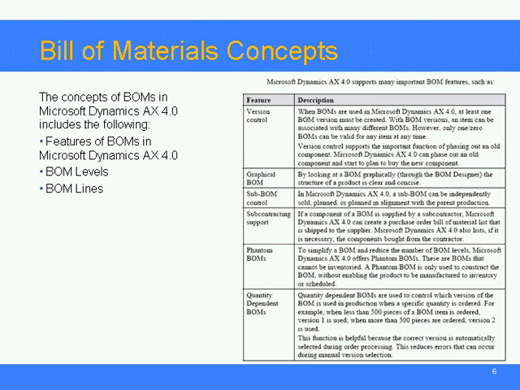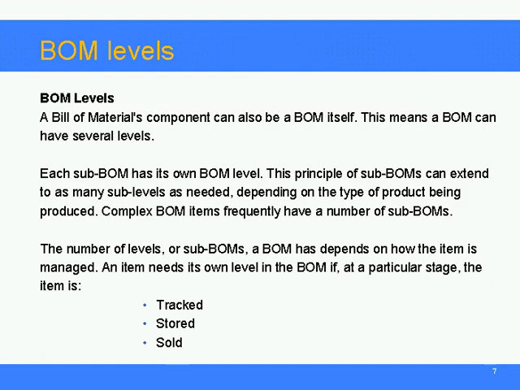Quantity-dependent BOMs. Quantity-dependent BOMs are used to control which version of a BOM is used in production when a specific quantity is ordered. So, you see the example. When less than 500 pieces of a BOM item is ordered, version 1 is used. When more than 500 pieces are ordered, version 2 is used. This function is helpful because the correct version is automatically selected during order processing. This reduces errors that can occur during manual version selection.